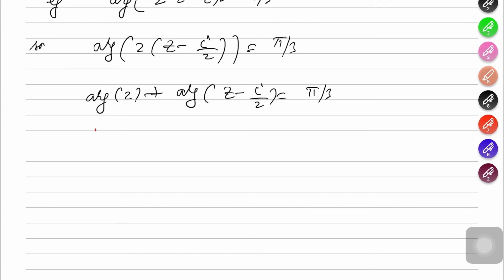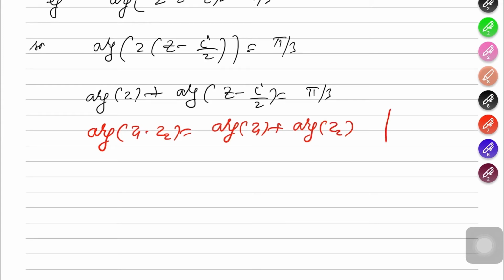Why have I written this? Because argument holds a property similar to logarithm. That is, argument of z1 into z2 is equal to argument of z1 plus argument of z2. That is similar to the logarithm property.